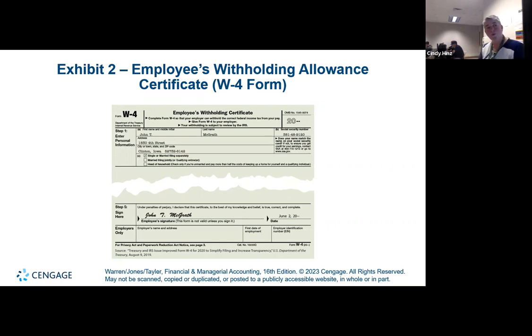But you fill out this form and you're telling your employer, basically, here's how much I want withheld, based on the number of people who live in your household or the number of people who are dependents on you, as well as whether you have 2 jobs in your household, whether you personally have 2 jobs, whether you need additional withholding taken from your paycheck.